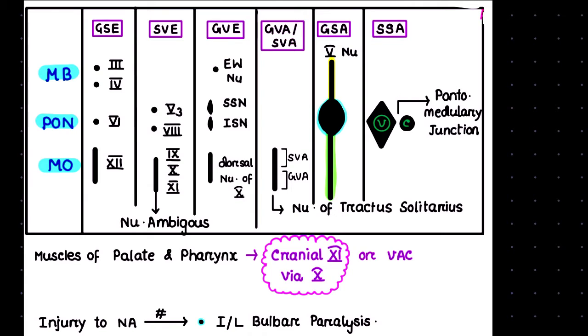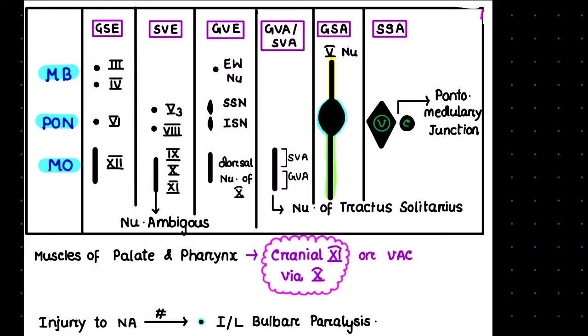Now the muscles of the palate and pharynx, we are not talking here about the larynx, are supplied by the cranial accessory nerve. The accessory nerve has two parts, and out of those, the palate and pharynx are supplied by the cranial part of the accessory nerve, through our vagus nerve.